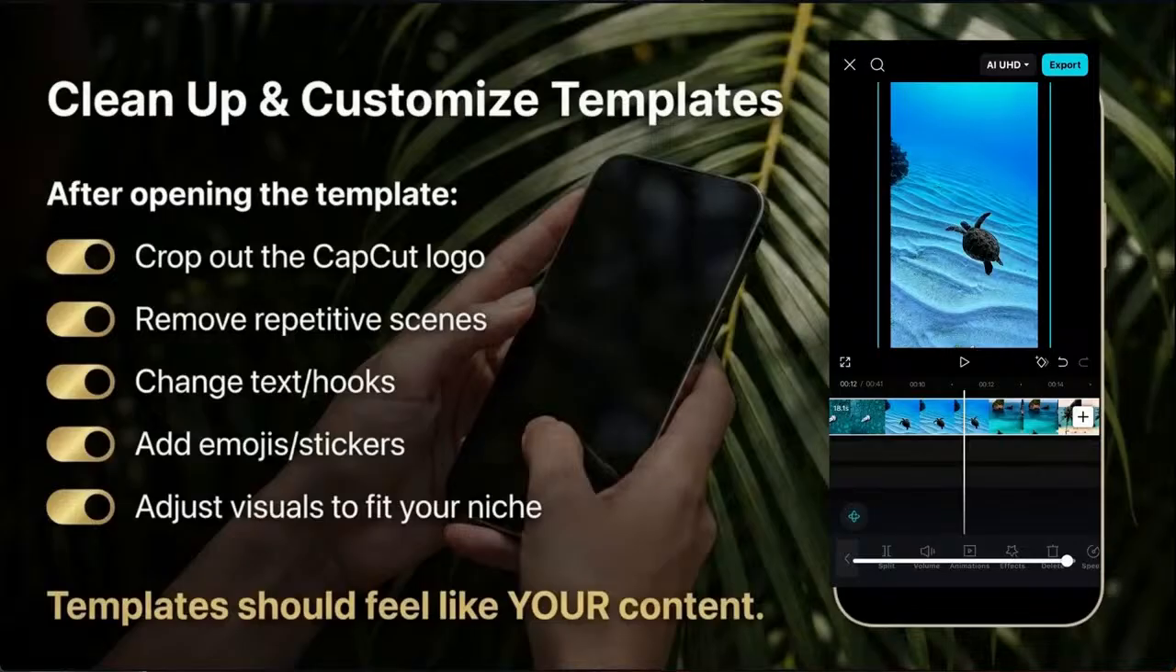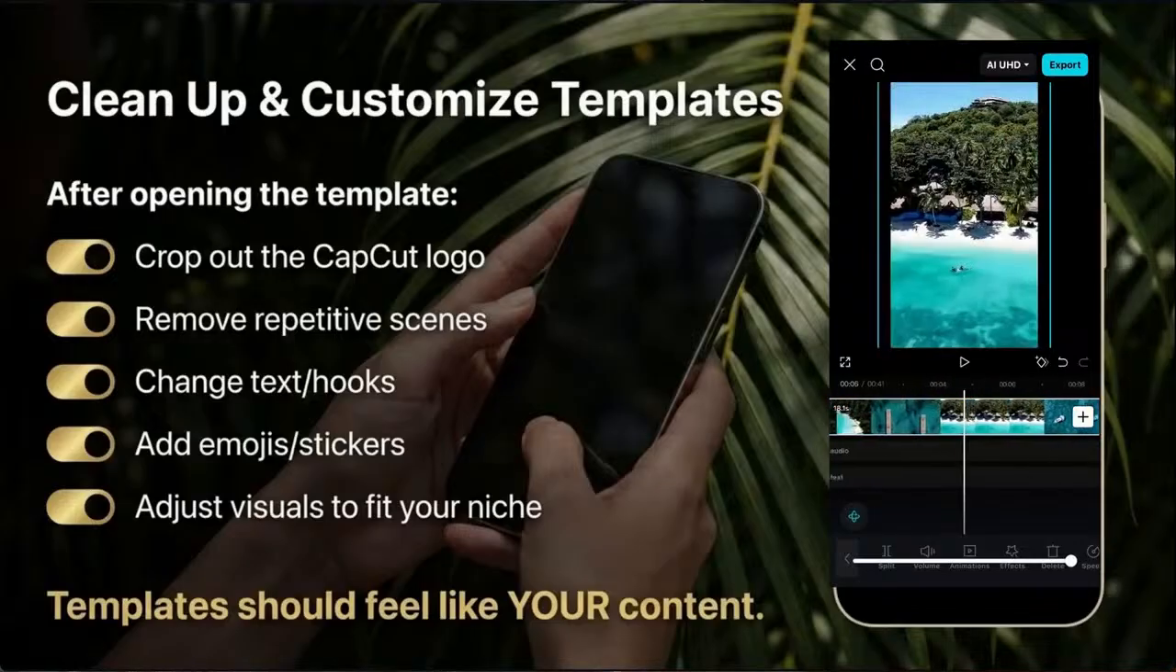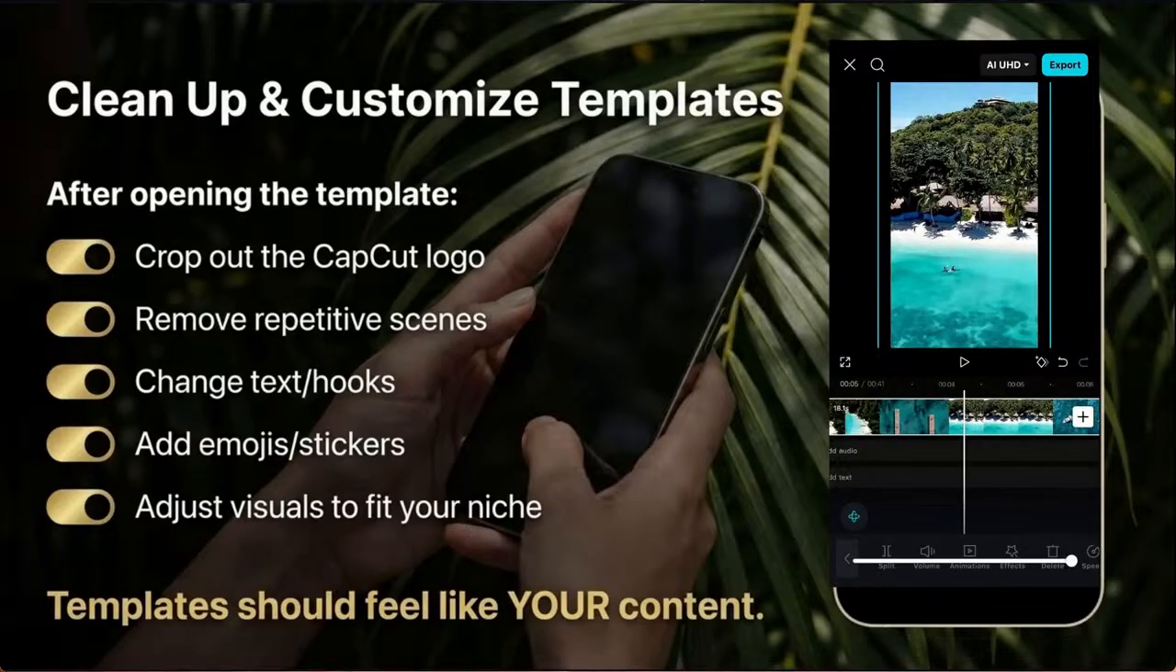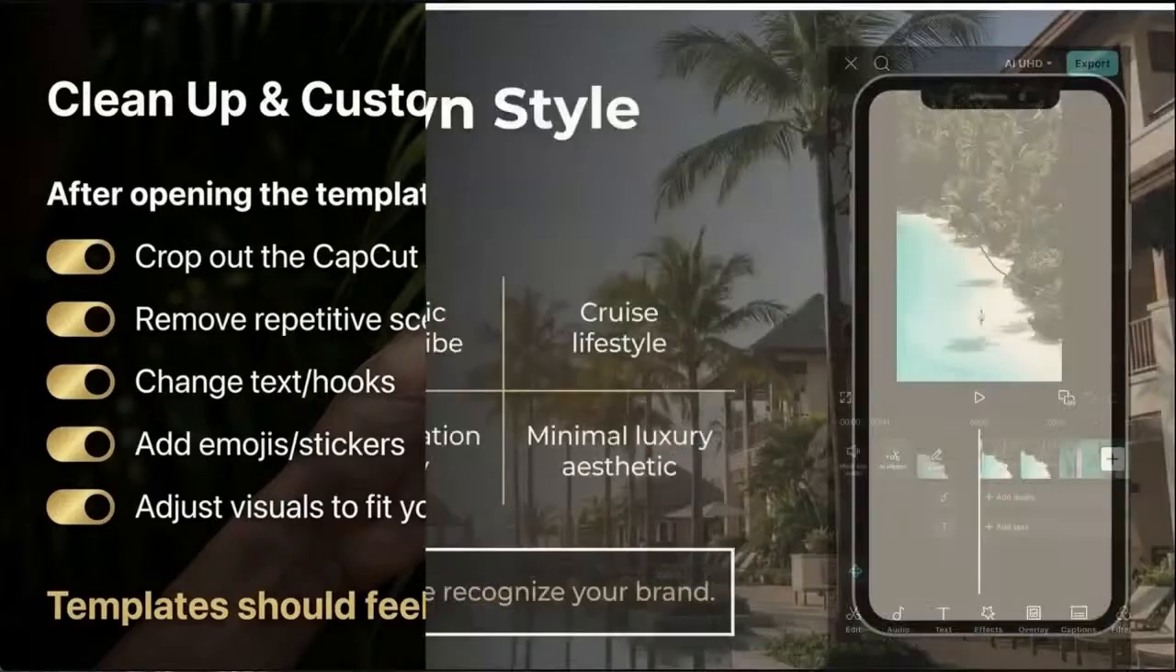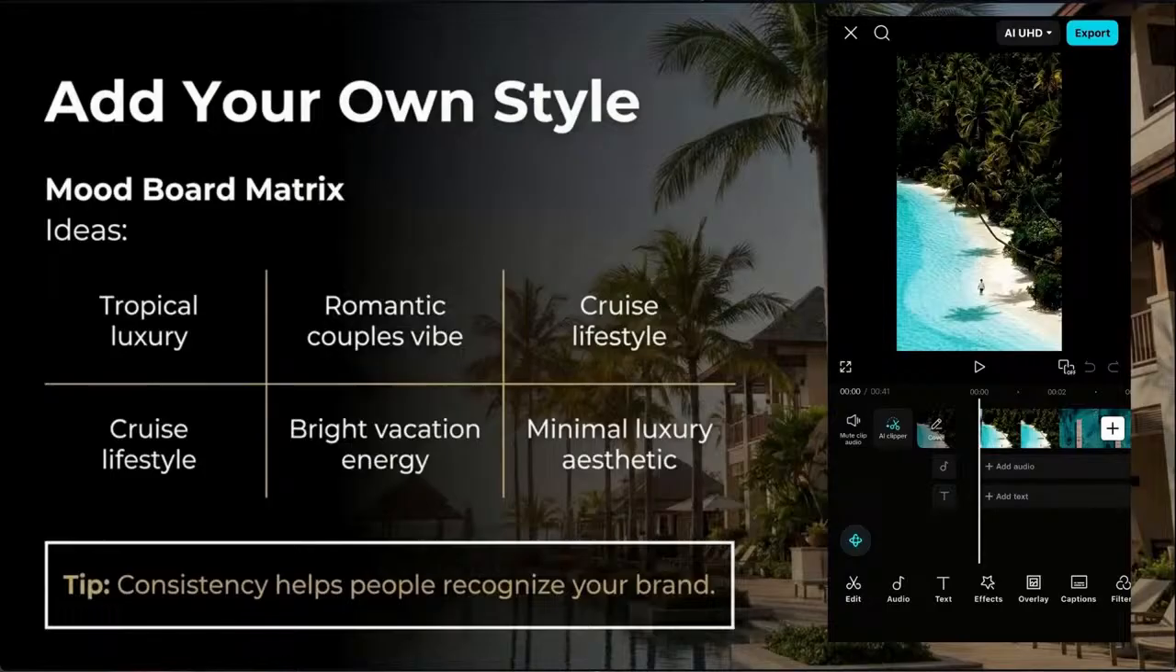Now I can go in here and I can start adding stuff like the text, the hooks, the emojis, the stickers, all of that. And we can adjust the visuals to fit your niche. But what I want you to get from this part right here is that the template should feel like your content. It shouldn't feel like I took it from CapCut. And that's exactly what I did. I removed everything CapCut in here. So taking it a step further now, we're going to move to adding your own style.